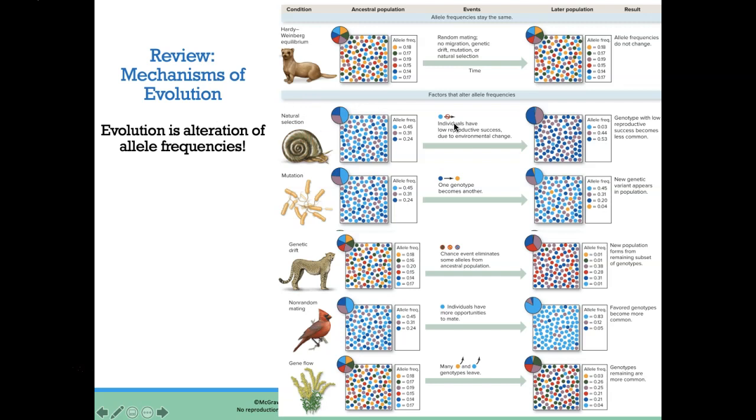With natural selection, certain individuals might have lower reproductive success. So over time, a later population would have a genotype with the lower reproductive success becoming less common. Right? Mutation, you can get new alleles popping up. And genetic drift, like in our cheetah example, if a chance event eliminates some alleles from the old population, the new population will form with a different subset of genotypes that does not represent the initial, right? That's genetic drift, the sampling error.